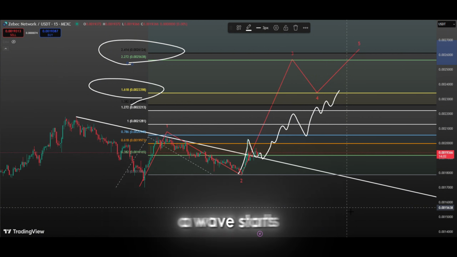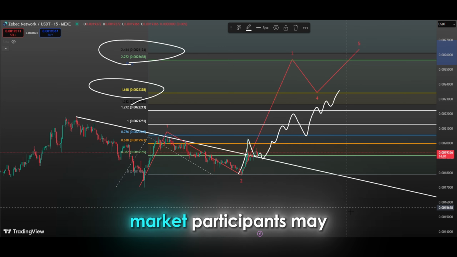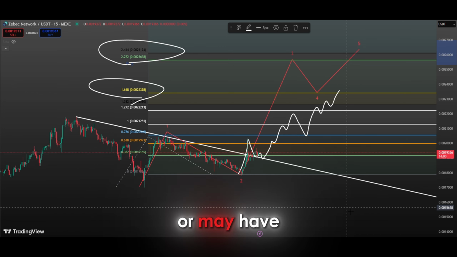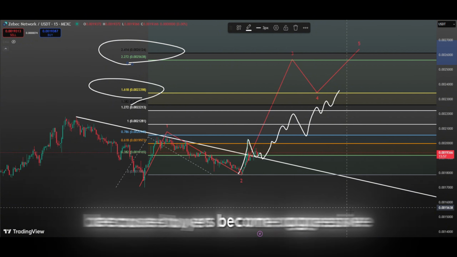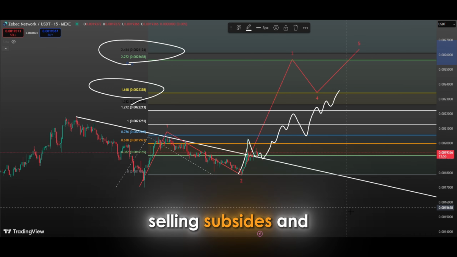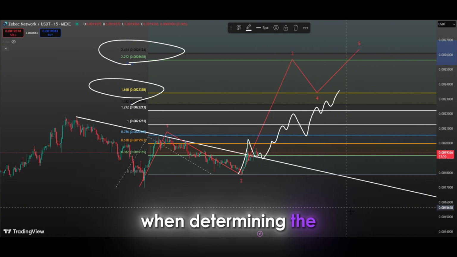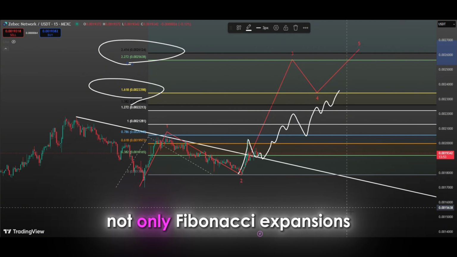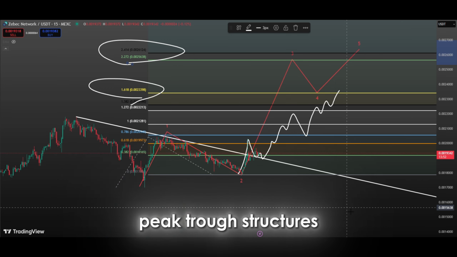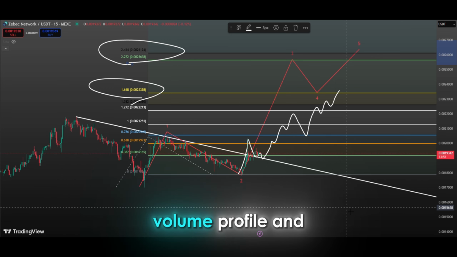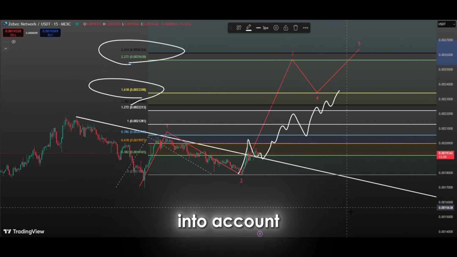Therefore, when such a wave starts, late market participants often may not get the opportunity or may have to buy at higher risk points. This means that the third wave can also be a volumetric explosion. This is because buyers become aggressive, selling subsides, and the price bounces upwards. When determining the target levels that the price may reach during the third wave, not only Fibonacci expansions, but also previous peak-trough structures, volume profile, and past support resistance levels should be taken into account.